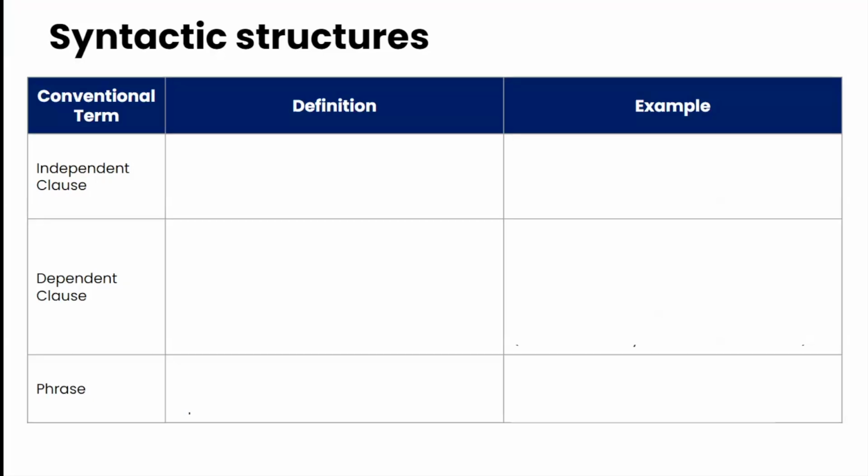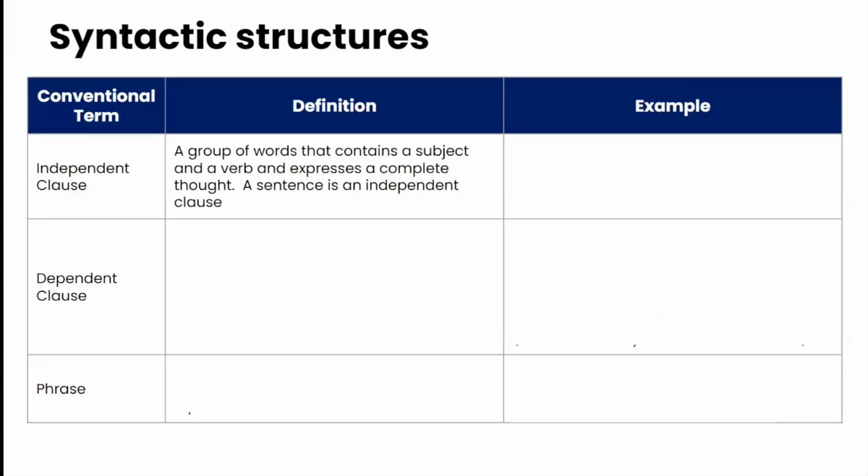Now that we have reviewed many of the basic grammatical elements, we will look at the basic syntactic structures. An independent clause is a group of words that contains a subject and a verb and expresses a complete thought. A sentence is an independent clause. Let's look at the two examples in the chart. The dog sat. There is a verb, sat. There is a noun, dog, and it expresses a complete thought. So does the next example. The gigantic dog with big ears sat on a mat.